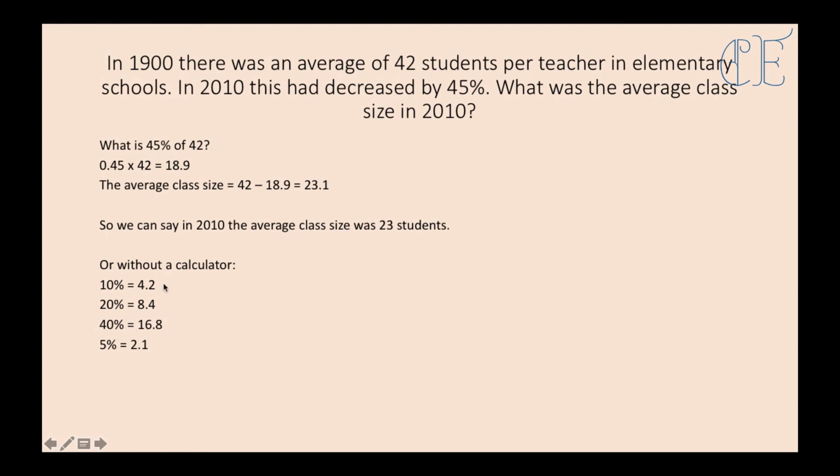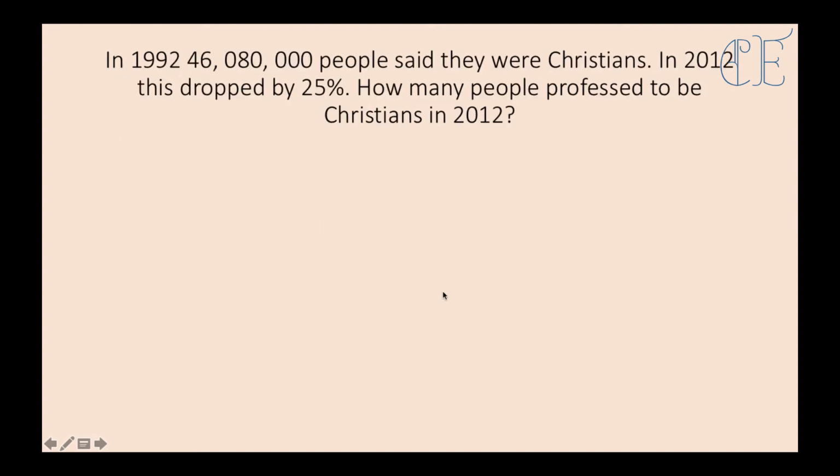Now all I need, even though I've written all these down because they helped me find my answers, I actually only need the 40 and the 5 because I only need 45%. So 16.8 plus 2.1 and it gives me 18.9. Exactly the same answer here. 42 minus 18.9 is 23.1. Again, the same answer I got here. Okay. Right, last question then.